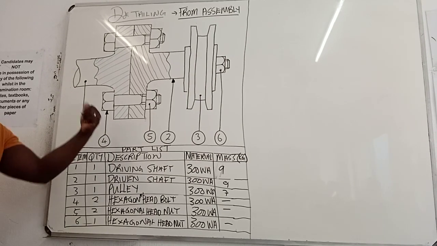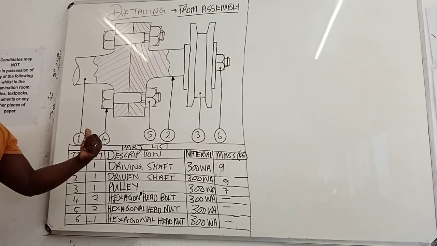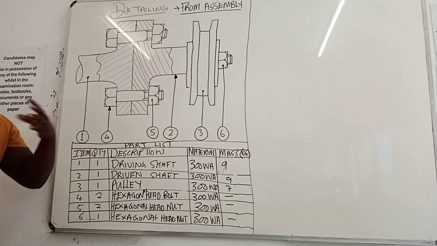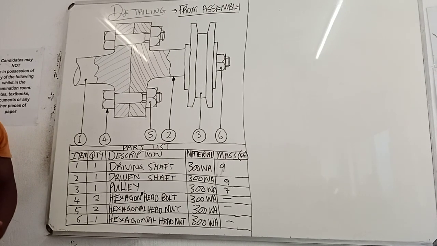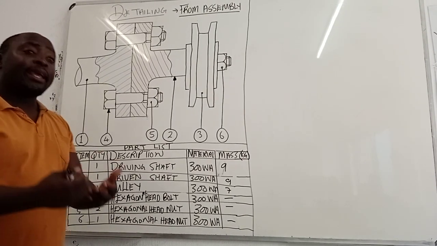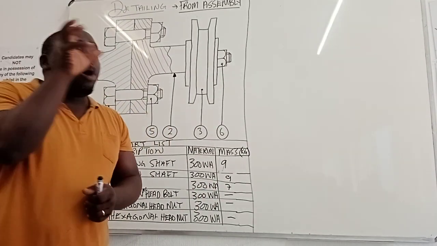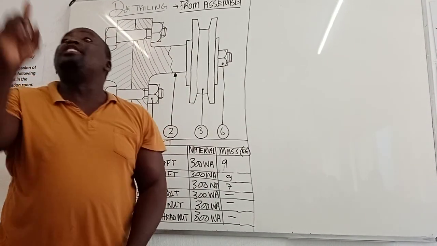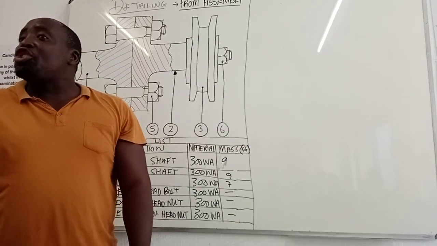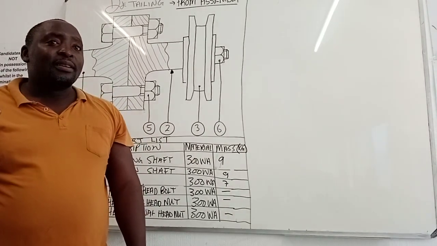Assembly. It's an assembled drawing. It's already assembled. Now we want detailing. What is detailing? Detailing is to take a component from the group and draw it alone. Show all the views you need.